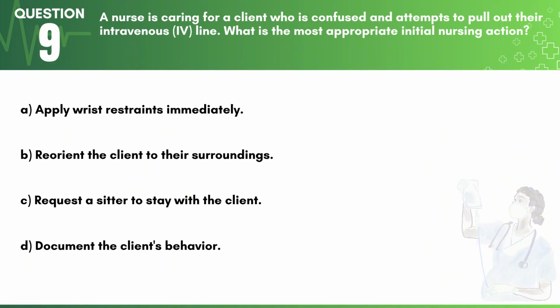Question 9. A nurse is caring for a client who is confused and attempts to pull out their intravenous line. What is the most appropriate initial nursing action? A. Apply wrist restraints immediately. B. Reorient the client to their surroundings. C. Request a sitter to stay with the client. D. Document the client's behavior.